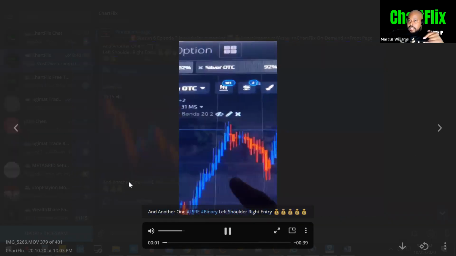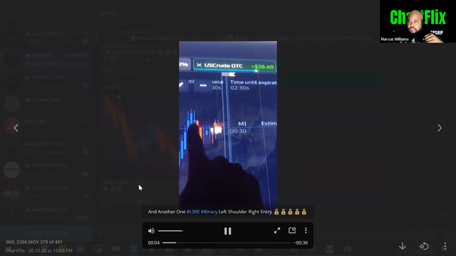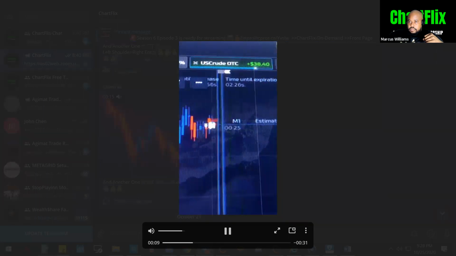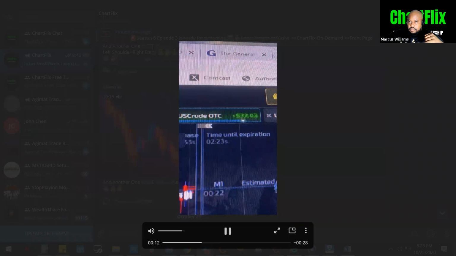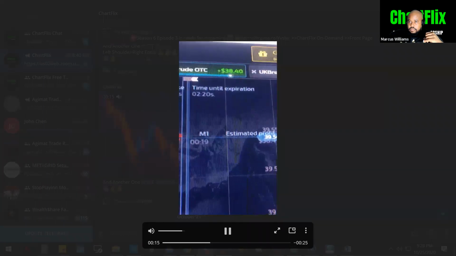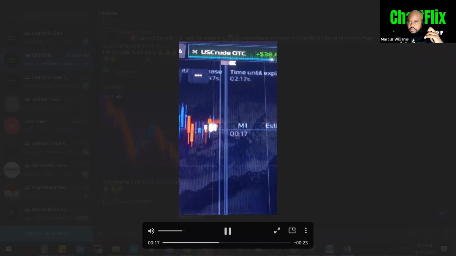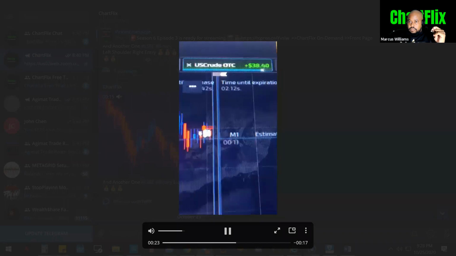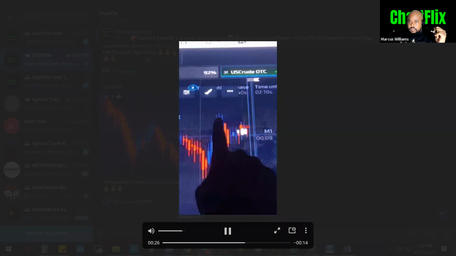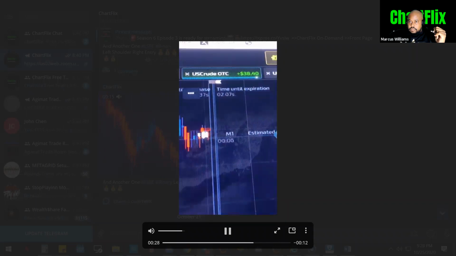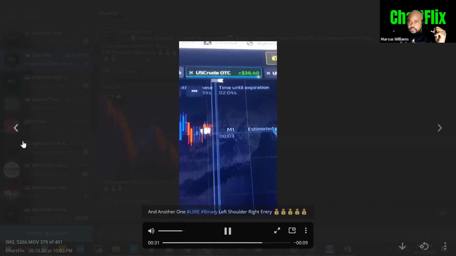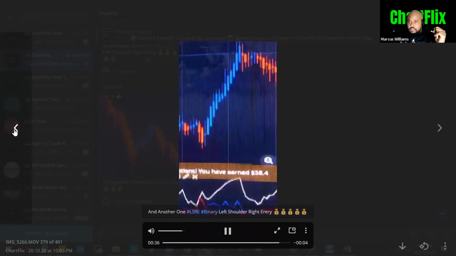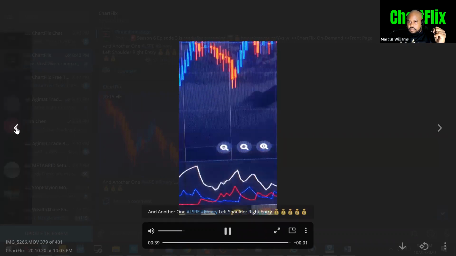Here's another one. Left shoulder, head, right entry. If I can hold this for 27 seconds on crude oil, if we can hold it for, what's that, 19 more seconds, well, I'm sorry, 13 more seconds. Left shoulder, head, right entry. And just like that, left shoulder, right entry, wins again. That's another $38. So last one.